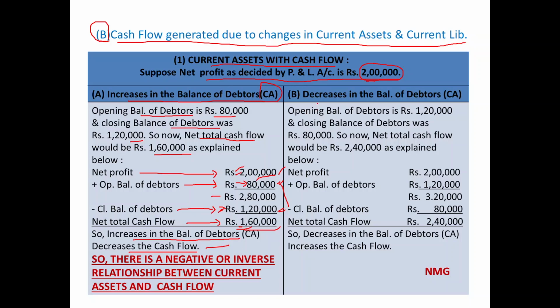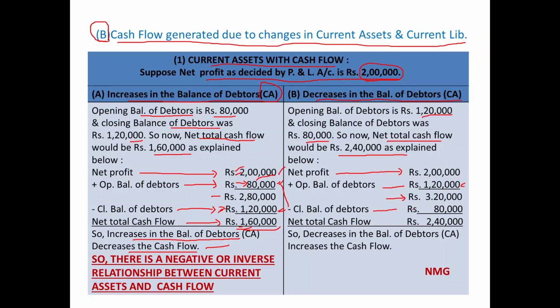Opposite situation. Instead of increases, suppose it is the decreases in the balance of debtors, current assets. Opening balance is 1,20,000 and closing balance, let us assume, 80,000. Now, total cash flow after this transaction would be 2,40,000 as explained over here. Let us see it. Net profit, cash profit, you have already decided by giving the adjustments for non-cash and non-operating items. Now you are giving the second reporting of changes in current assets and current liabilities. Opening balance 1,20,000. This money would have been received in this year because their maximum term is 12 months. So due to receipt of this money from the debtors, your cash flow from business operation has been increased. And now it is 3,20,000.